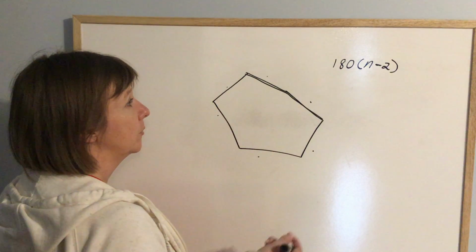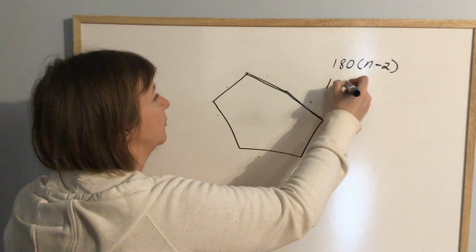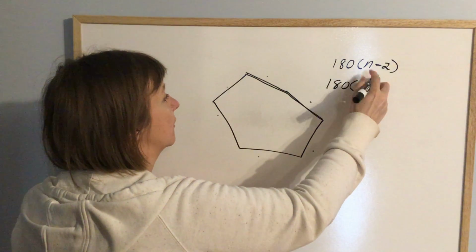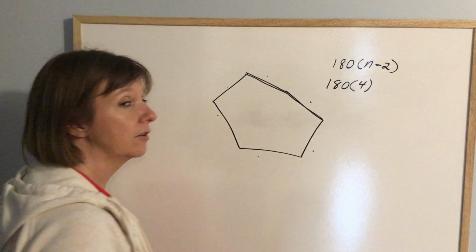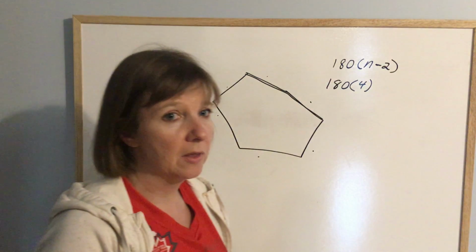N stands for the number of sides. So if this is a 6-sided object, we have 180 times 6 take away 2, so we have 180 times 4. Whatever that is, all the angles have to add up to be that.